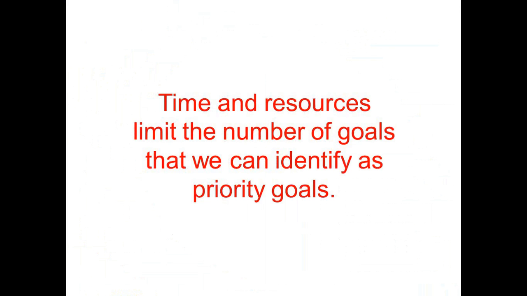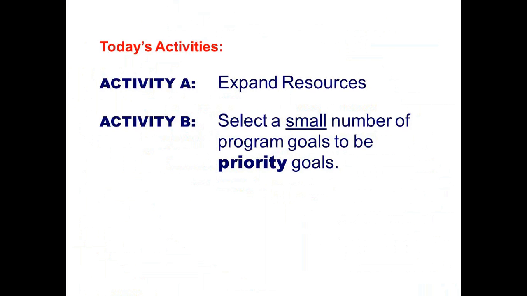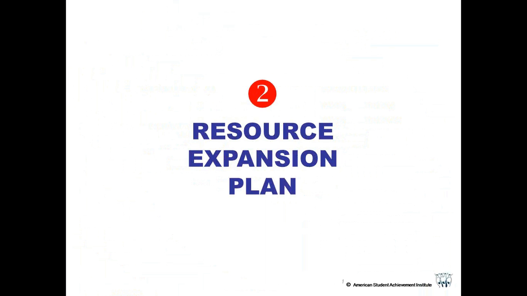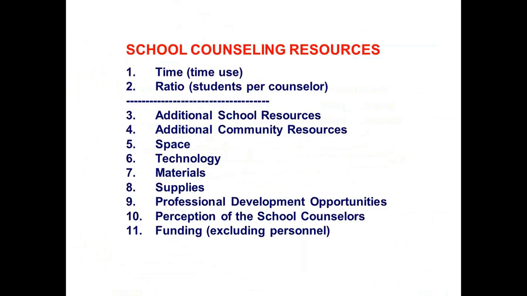So last month we came up with our program goals. Those were all the choices that we want kids to make in order to be successful in our school. This month we're going to say, okay, given the reality of how much time and energy we have, we know we can't tackle all those program goals in a big way. So we're going to do a subset of those program goals that we're going to call priority goals.